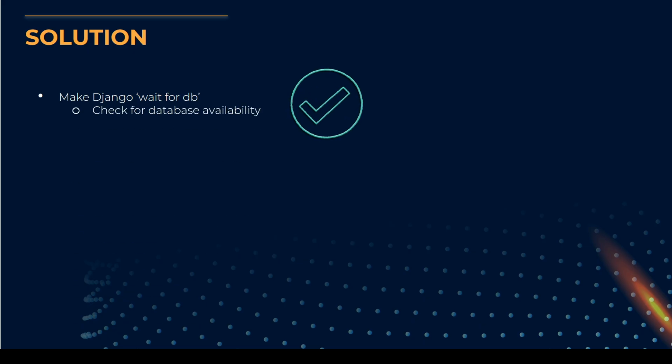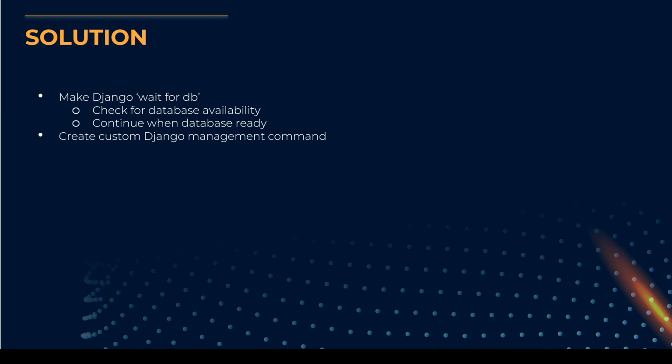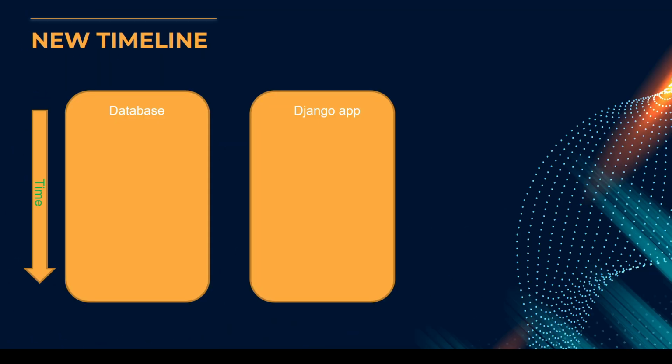It works by simply checking for the availability of the database, and then it will continue execution once the database is ready. So it will keep checking the database until it gets a successful response. When it gets the successful response, we'll then continue with the application and everything will start smoothly. So to do this, we are going to create a custom Django management command, and I'm going to show you how you do that. So once we have implemented this custom Django command, the timeline will look a bit like this.